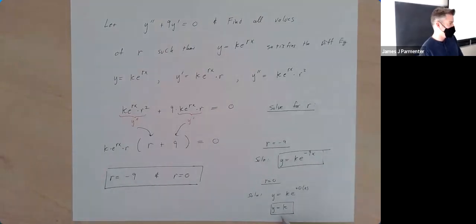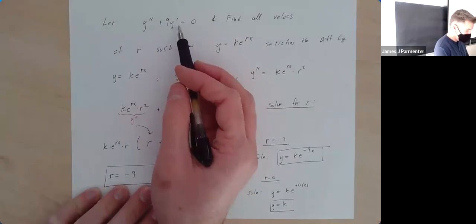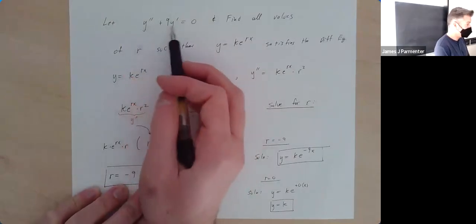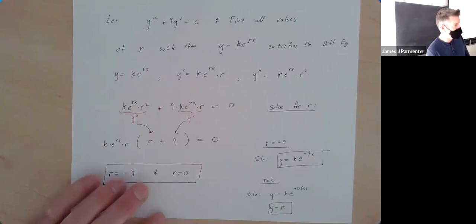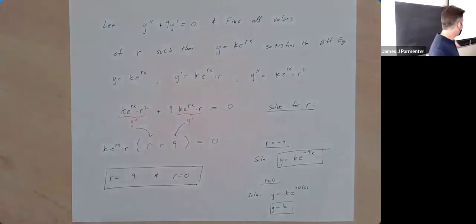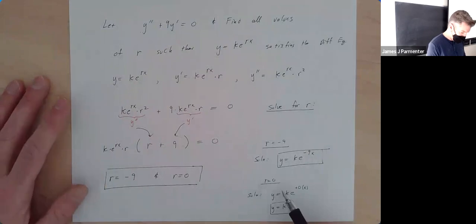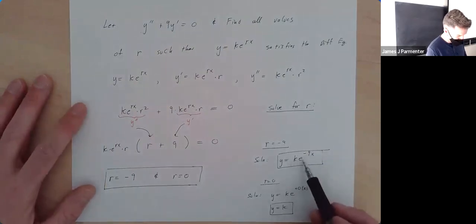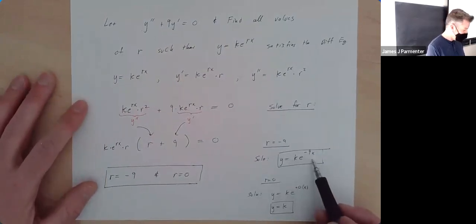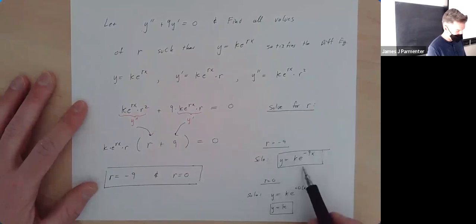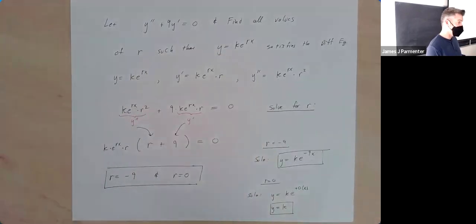If y equals k, what's the derivative of a constant? That's 0, that's 0, and 0 plus 0 is 0, so it works. Although it's kind of a boring solution, y equal to k is technically a valid solution to this differential equation, which means r equals 0 is a valid input for that constant. And y equals ke to the -9x is also a valid solution. If we took the second derivative and the first derivative and plugged those both in, we would see that it's a solution.